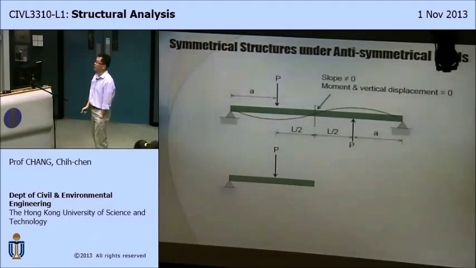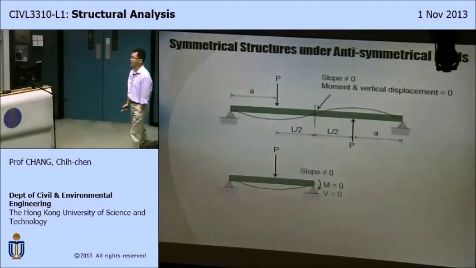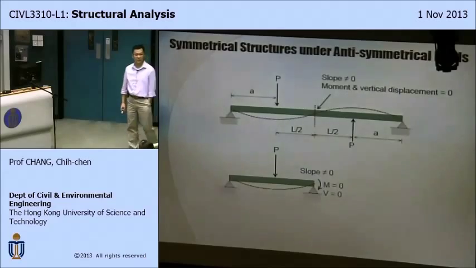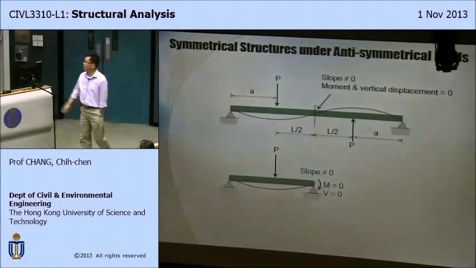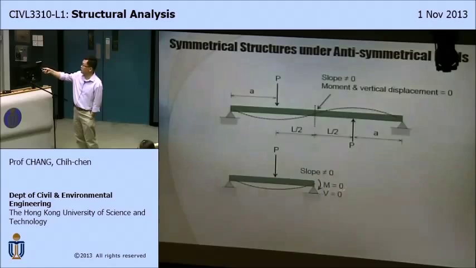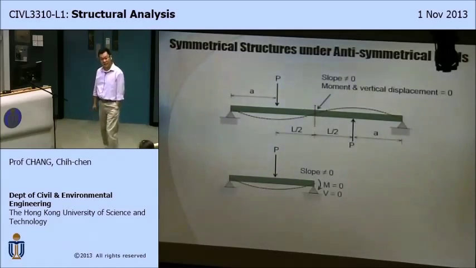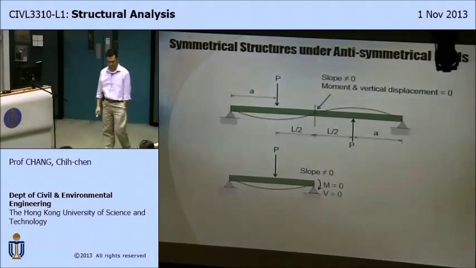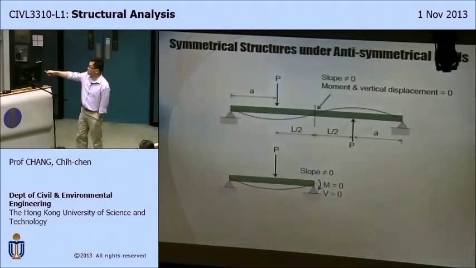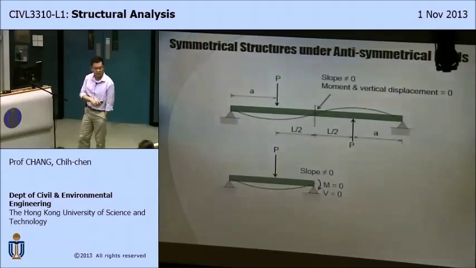The proper boundary condition that is compatible with this is simply a simply supported condition, a hinge condition. A hinge condition tells you that moment should be equal to 0, displacement is equal to 0, but the slope is not equal to 0. So if you have a symmetrical structure under anti-symmetrical loads, that midpoint is the same as simply supported conditions. So you just take the structure like that and analyze it.